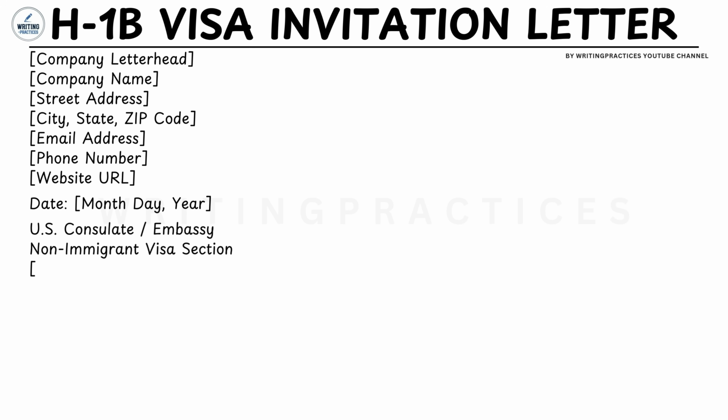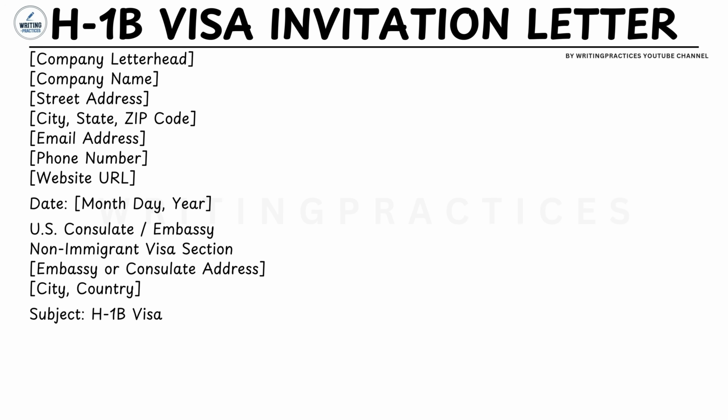Recipient details. Now we move on to the recipient section, which should be addressed to the appropriate authority at the US consulate or embassy. This includes US consulate or embassy, non-immigrant visa section, embassy or consulate address, city, country. This formal structure ensures the letter is directed to the correct unit that handles non-immigrant work visas. For example, US Embassy, non-immigrant visa section, 24 Grosvenor Square, London, United Kingdom. If you're not sure of the exact address, make sure to check the US Embassy or Consulate website for the most accurate details.